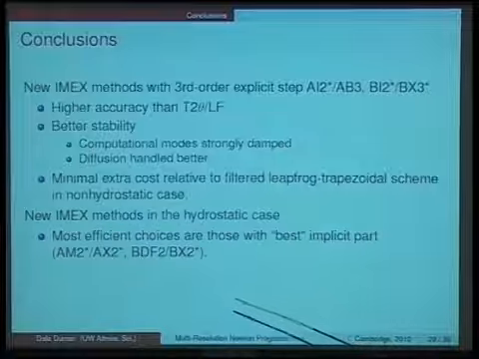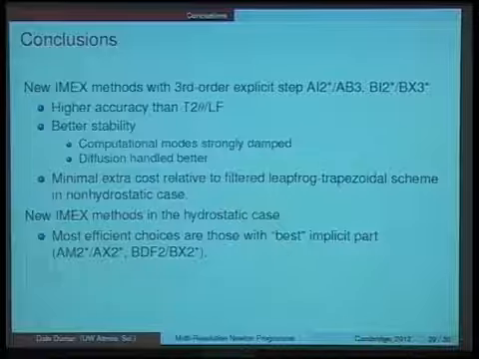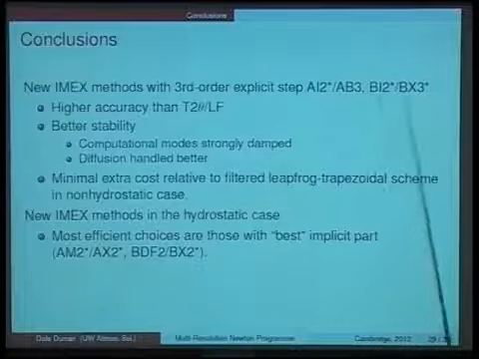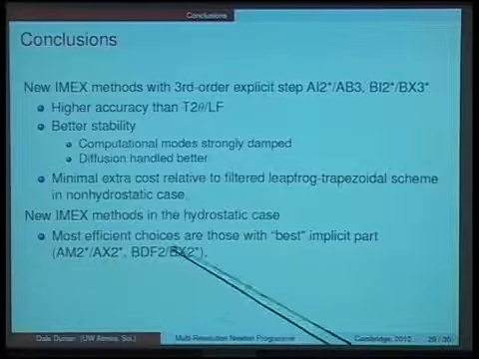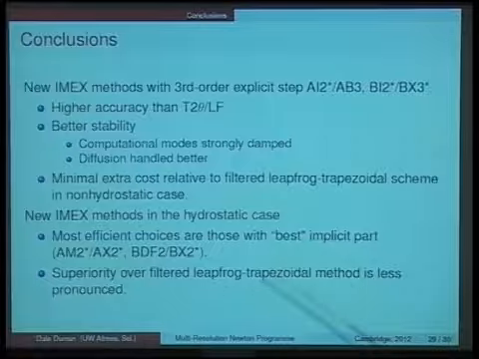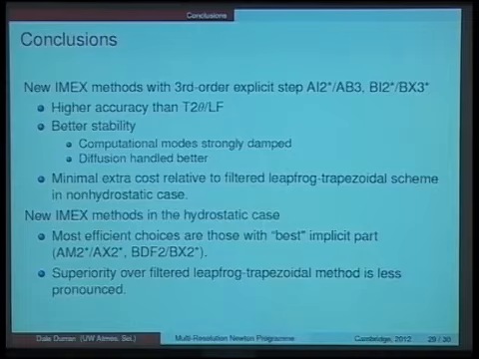In the case of the hydrostatic test problem, the most efficient choices are those with the best implicit part. So we switch from using the third order explicit methods to the best implicit second order methods. But the superiority over the leapfrog trapezoidal method is less pronounced, particularly when you use the raw filter. So it's almost a wash in that, except for issues like diffusion. So that's it.